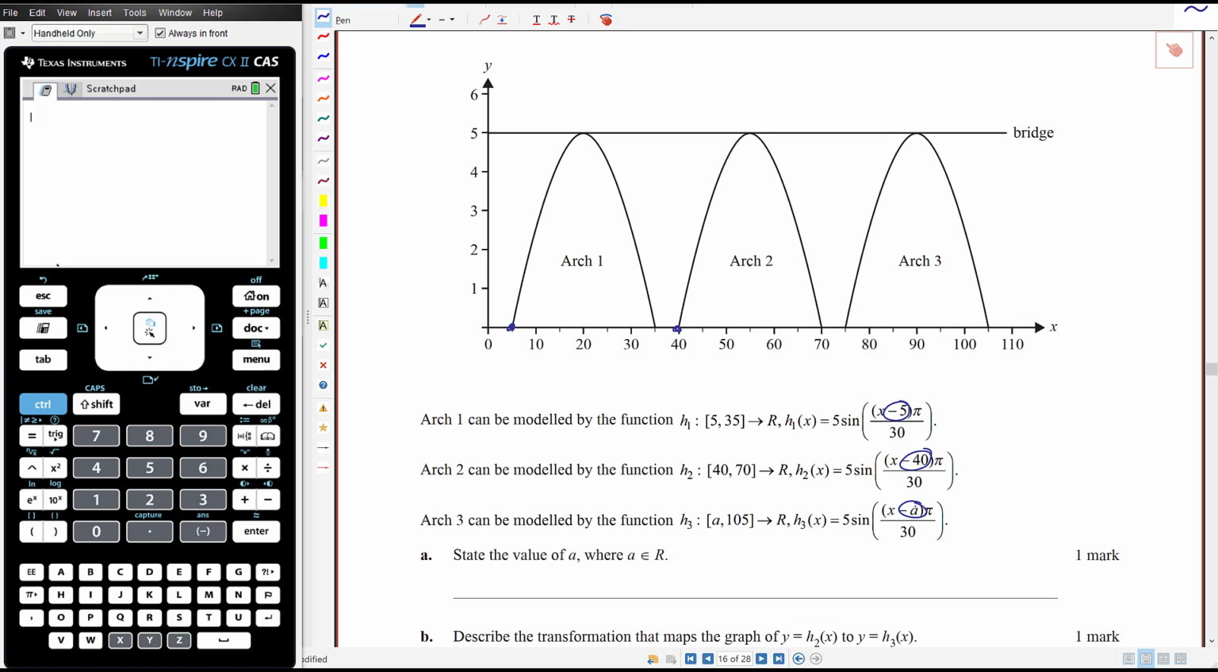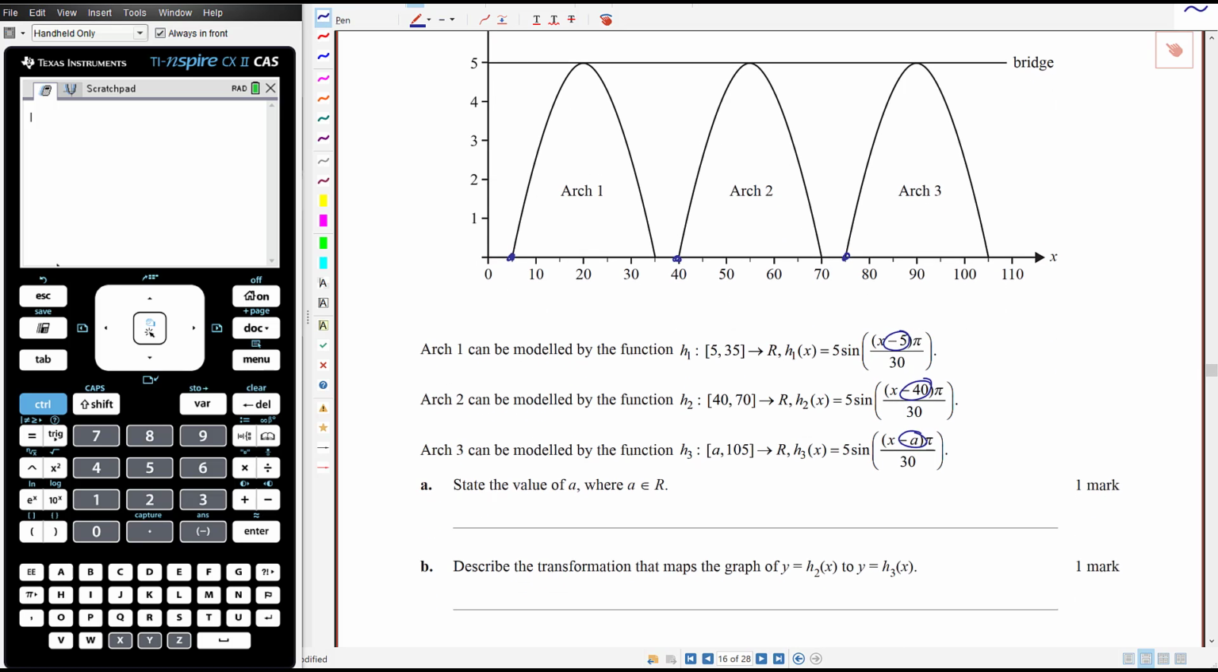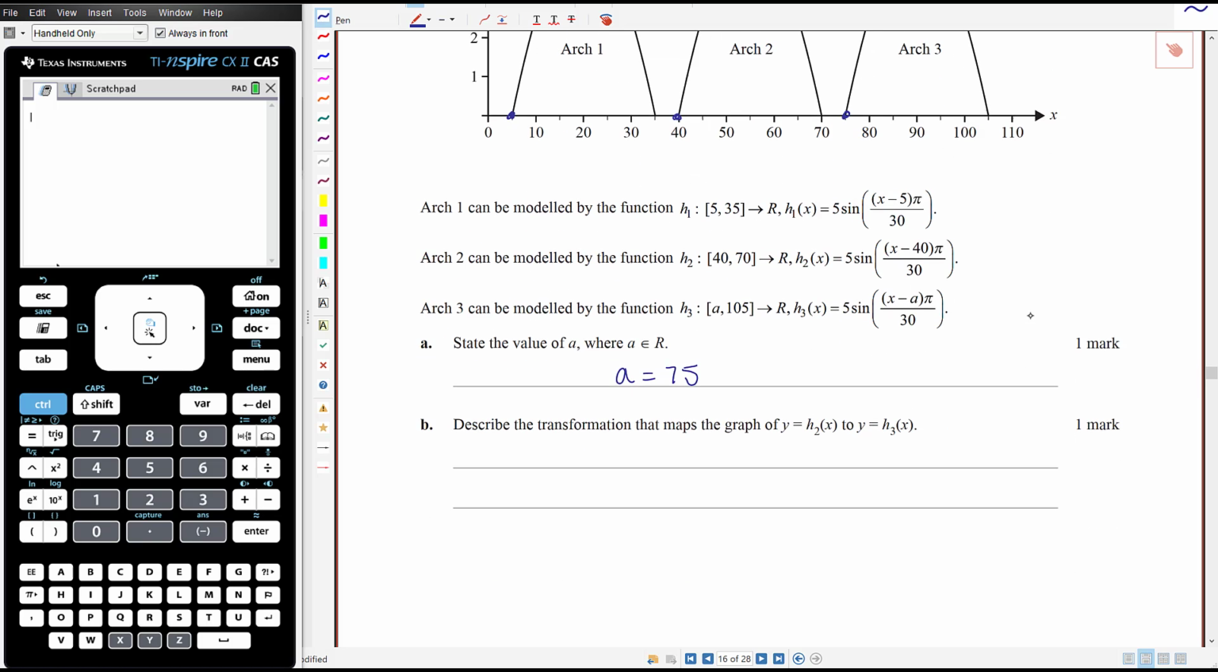We're going to need to work that out, but we need to translate that to the right by 75, and so A will have to be 75 before we even do anything. I haven't defined those functions. I might not need to define all three of them. Let's see how we go.